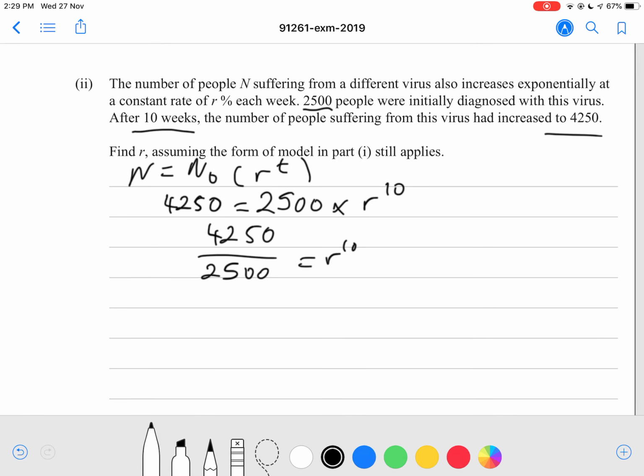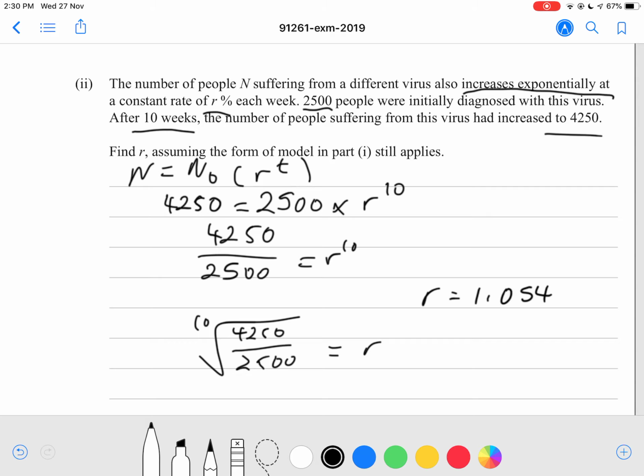So now in order to find out R, we can just say the 10th root of 4,250 over 2,500 equals R. So if we use our calculator, we can find our answer here. Alright, so you should get that your R is equal to 1.054. However, it says it wants your R in percentages, so it says it's increasing exponentially at the constant rate of R.